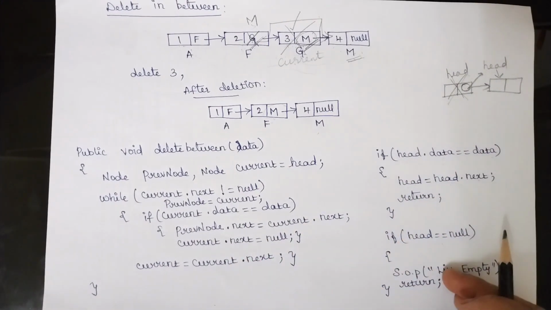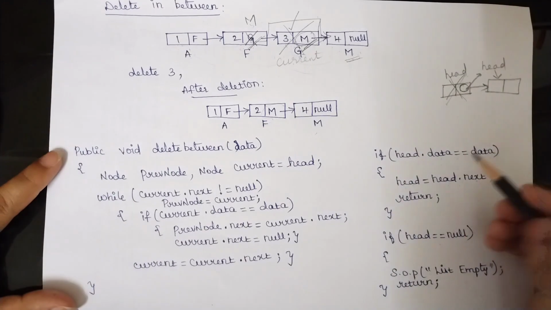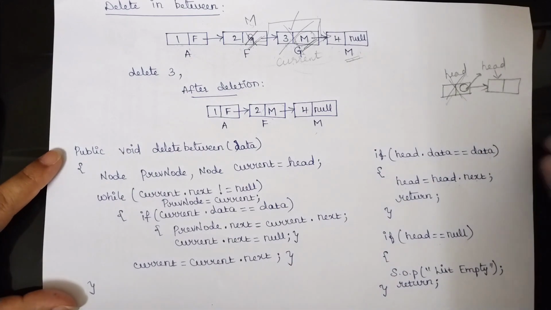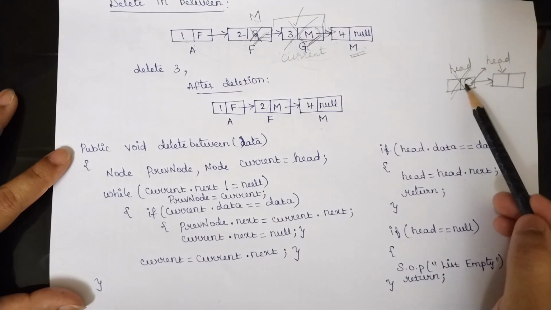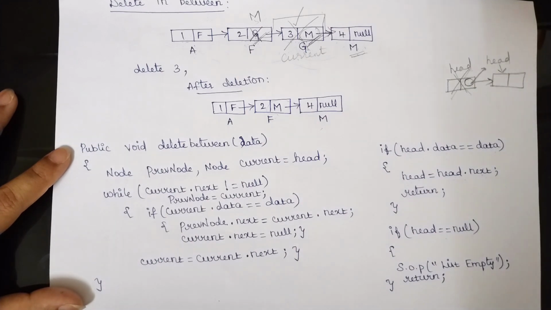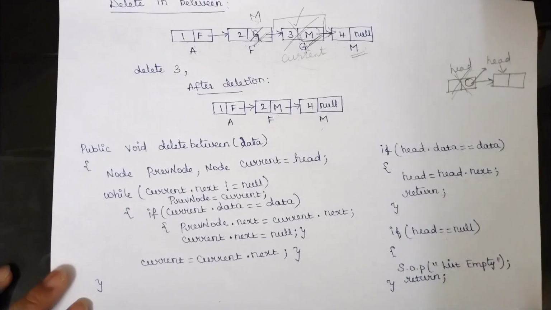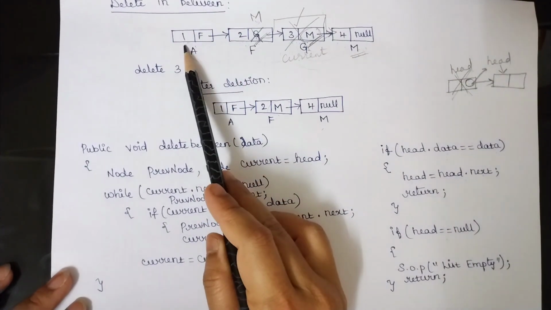If both the conditions are not satisfied, you have data which is not at the head but somewhere in between the list. That can be either in between or at the last, wherever, but not at the head. Then what will you do if you want to delete the node? For that, as told, you need to traverse, and while traversing, you need to compare the data value with the node data value.